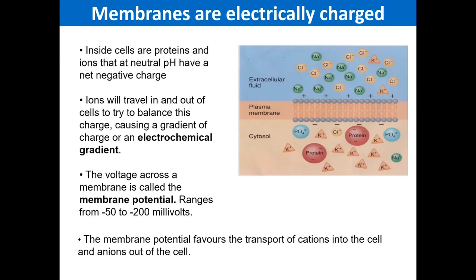So the separation of charge generates an electrical potential. This electrical potential is around -70 millivolts for neurons. It can range between -30 to -100 millivolts. I wrote -50, but that's a very conservative approach. There are actually stem cells that can rest at -30 millivolts.